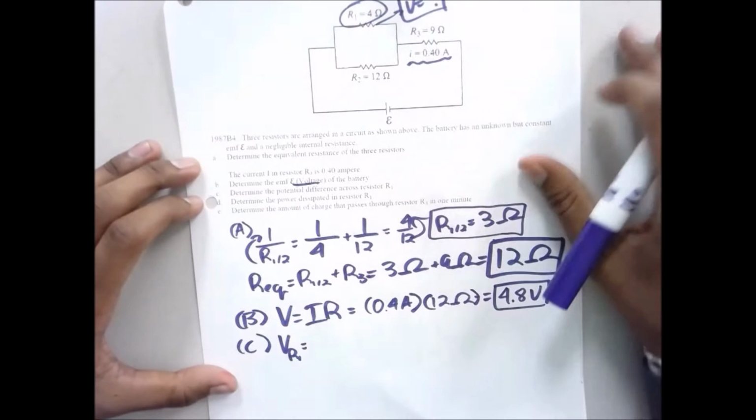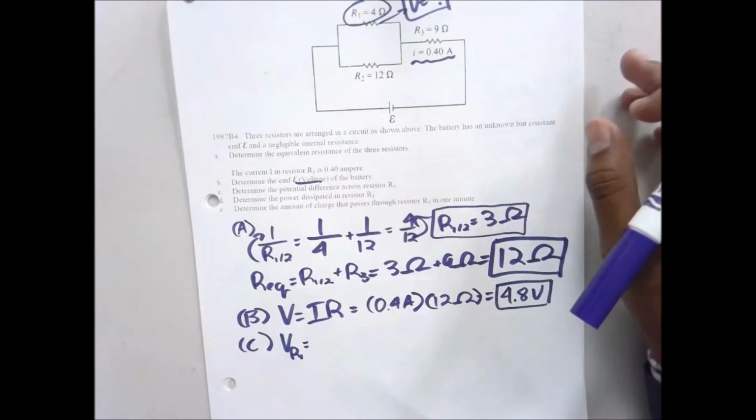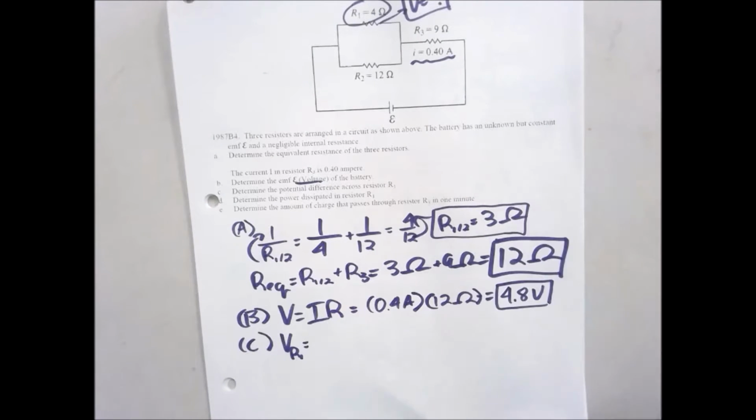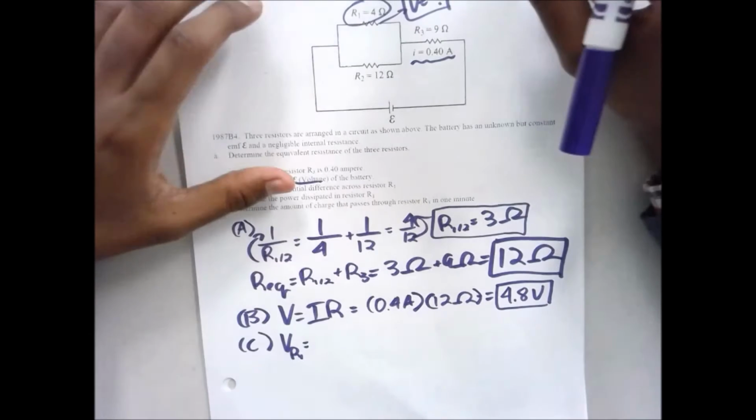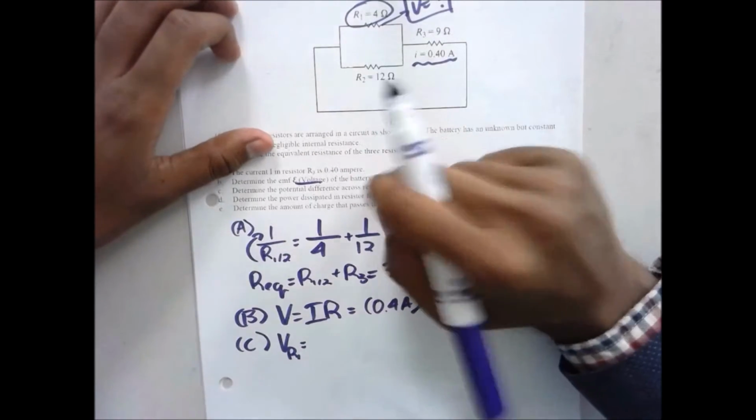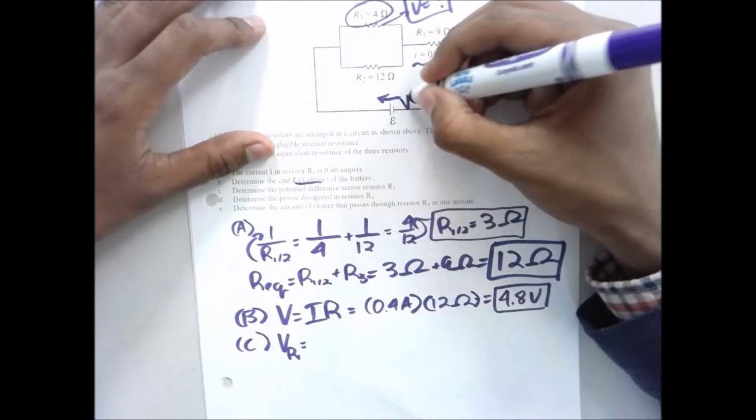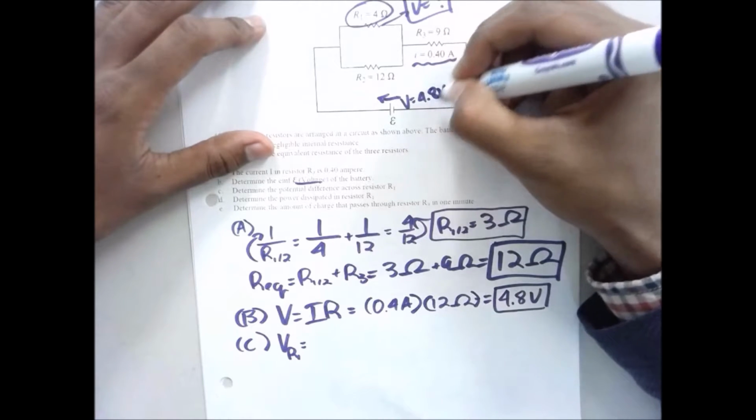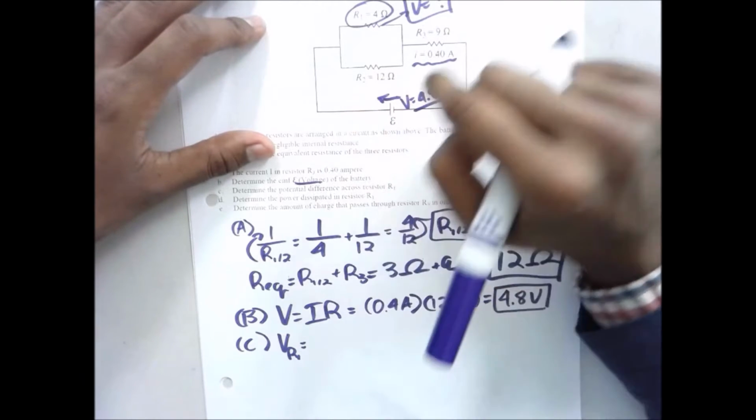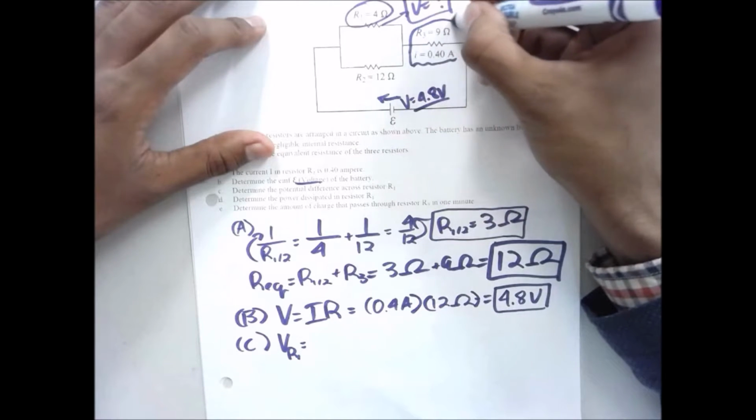Well, we know that, how can we do this? All right, so now that we've found the overall voltage of the battery, we know that the battery provides 4.8 volts. That's the total voltage provided by the battery. Now, we can figure out what the voltage provided by this resistor is because we have some information here.